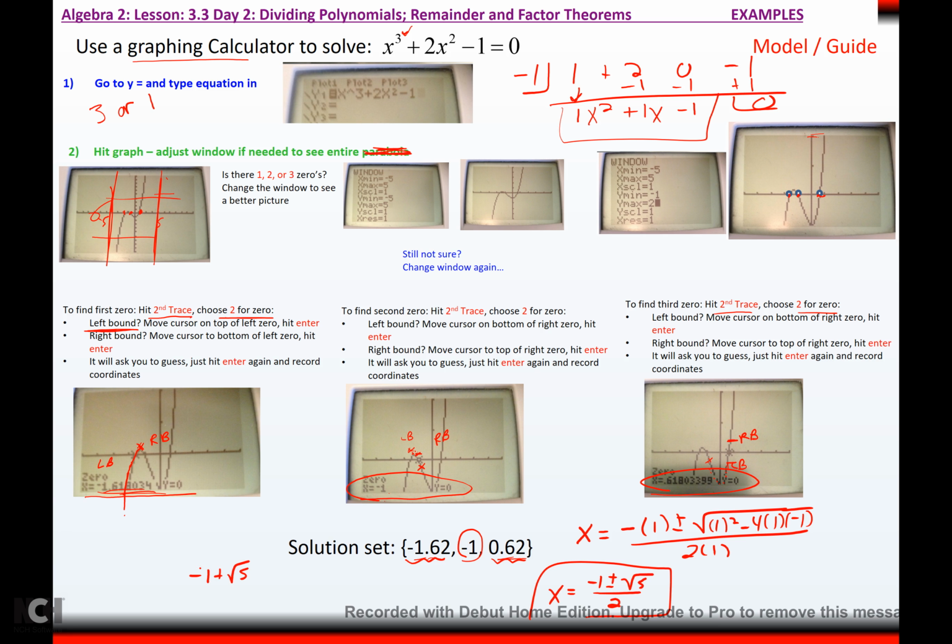And if you type this in a calculator, I promise, if you type negative 1 plus the square root of 5 divided by 2, it'll come out to 0.618033999 and so on. And if you type negative 1 minus the square root of 5 divided by 2, you'll get negative 1.6180334. Okay? They're radical answers. But that's kind of the point.